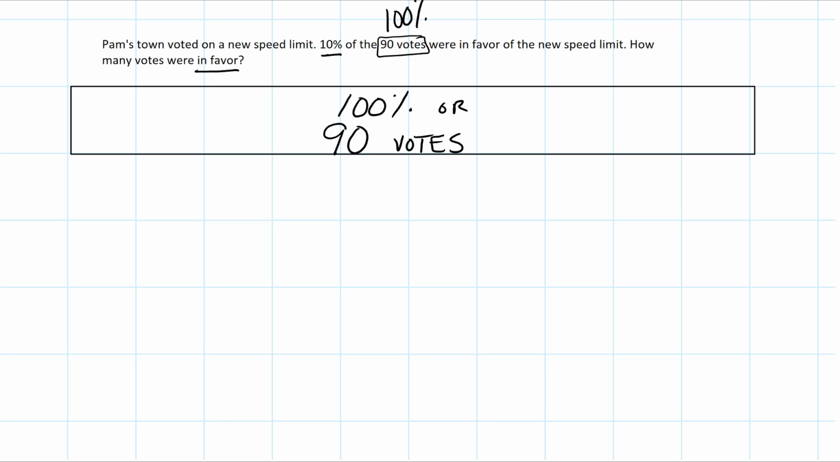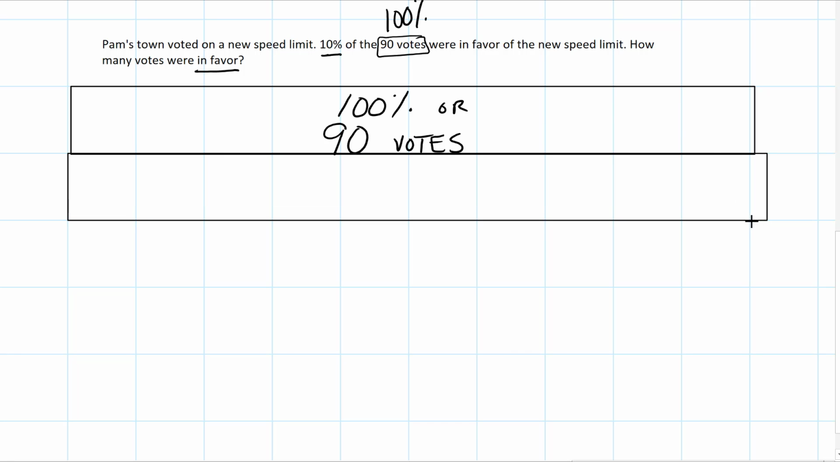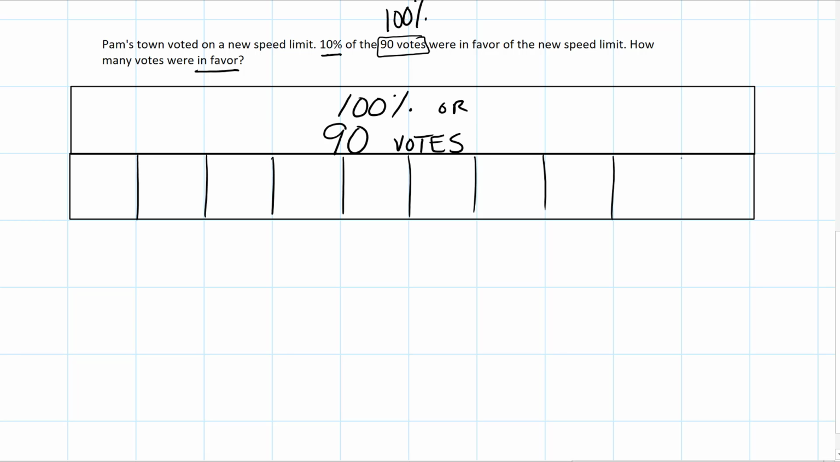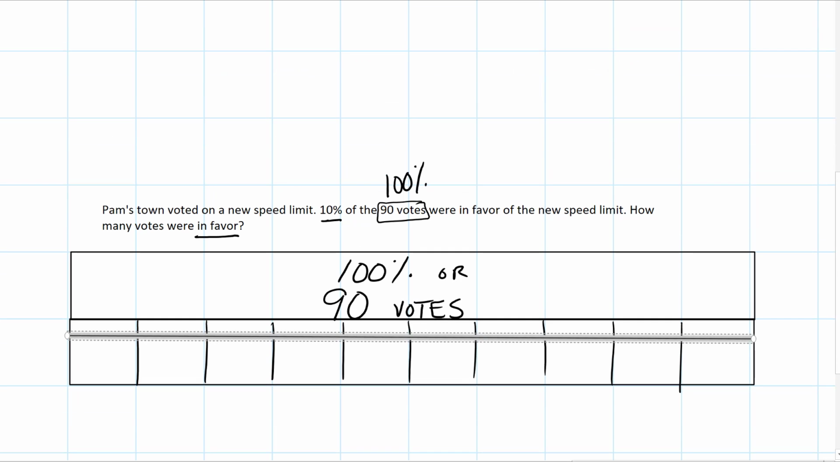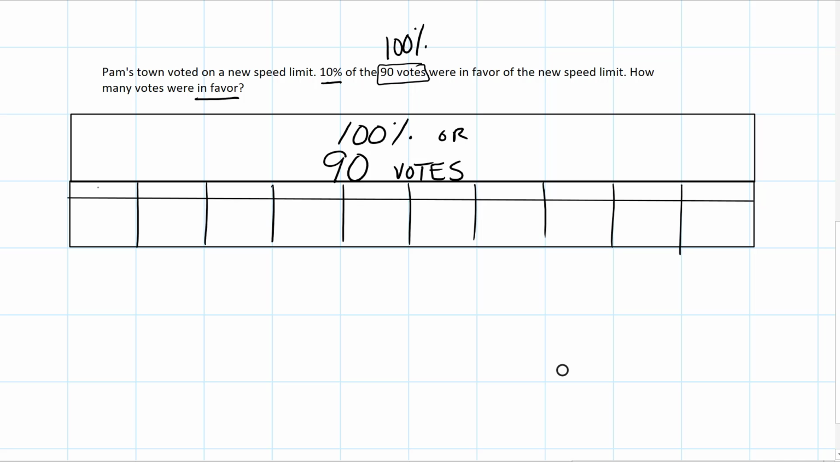And now what I want everyone to do is to draw the same 10 boxes underneath. And now let's split them up into 10 equal sections. And what I like to do is I like to draw a line across the top so that I can label these not only as 10%, but I can also label them when I find 10% of my votes.